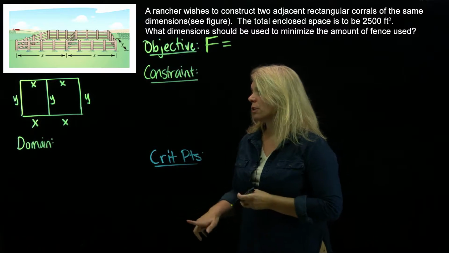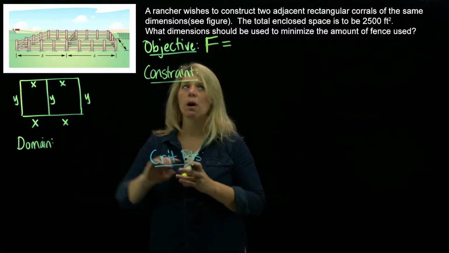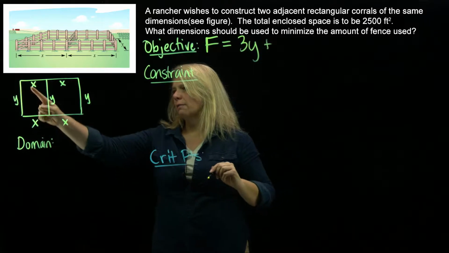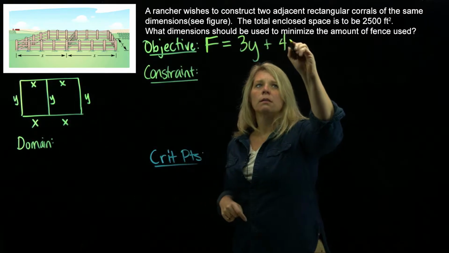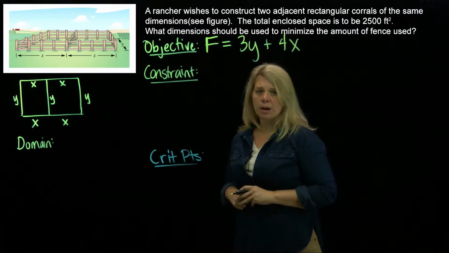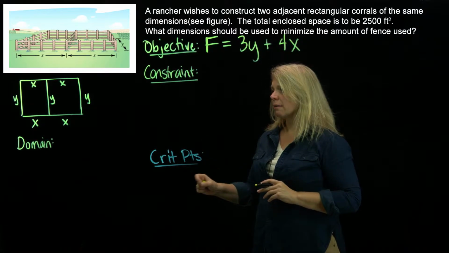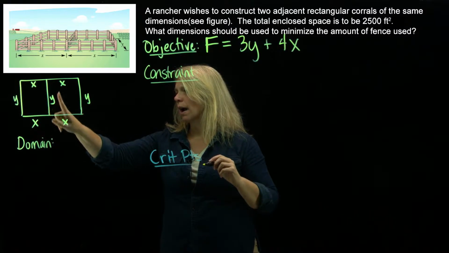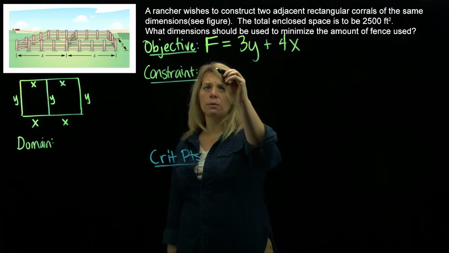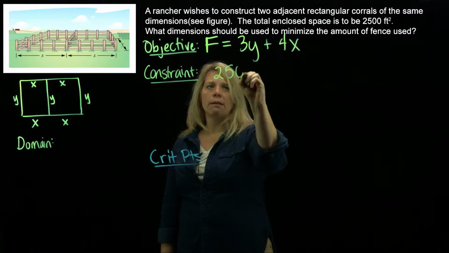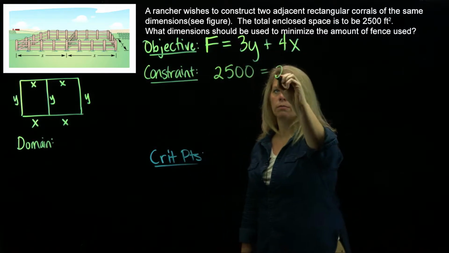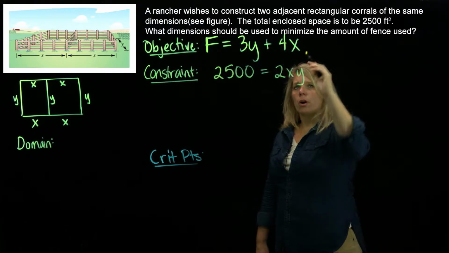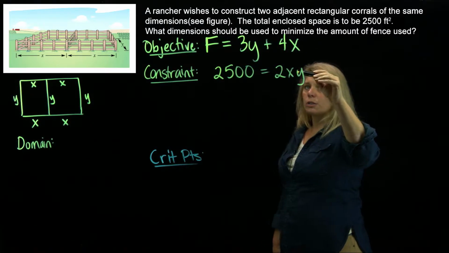The amount of fence used: I'm going to have 3 sides of length y and 4 sides of length x. My constraint is that the total area, which would be x times y plus x times y, or 2xy, should be 2,500 square feet. So our objective function and our constraint.